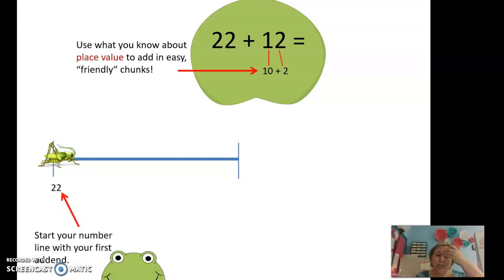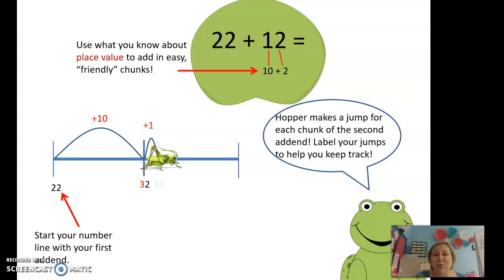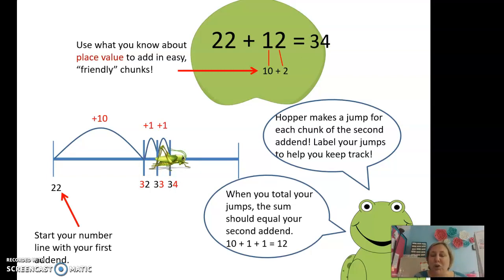So I started at 22 and I want to add in chunks. So I am going to hop all the way 10 places. And I'm going to do one big hop to add in a chunk of 10. Then I think, okay, 22 plus 10. Since I can skip count, I know it's 32. Now, I have 2 more places to go, so I do smaller hops. Plus 1 would give me 33. Plus 1 more gives me 34. So when you total your jumps, the sum should equal your second add-in. 10 plus 2 equals 12.